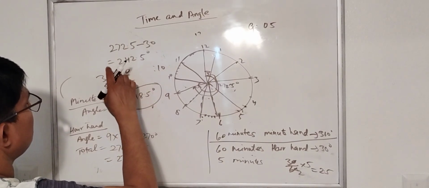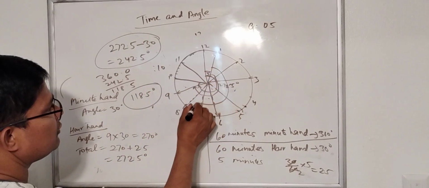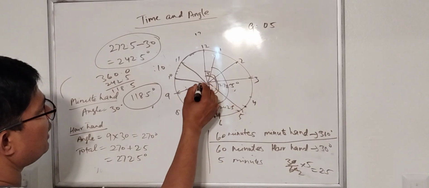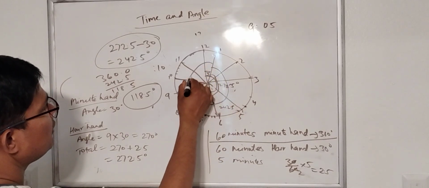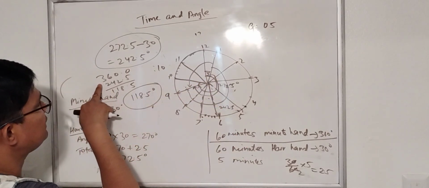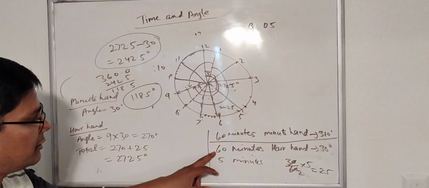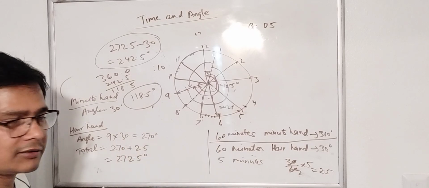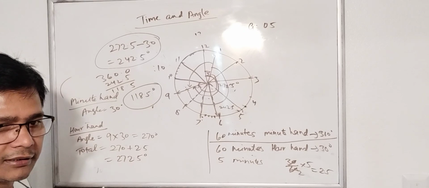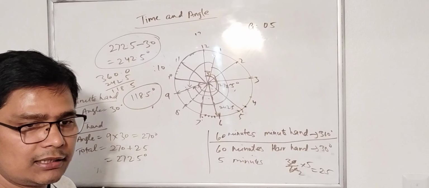272.5 minus 30 gave us 242.5. So this angle from here to here is 242.5. And now if I have to find this smaller angle from here to here, I have to do nothing, just subtract this value from 360, and I got 117.5. So it's very simple. Just remember this relationship, and you can solve any problem within a few seconds. Got it? Okay, I'll give you some homework problems, and then you can solve them.